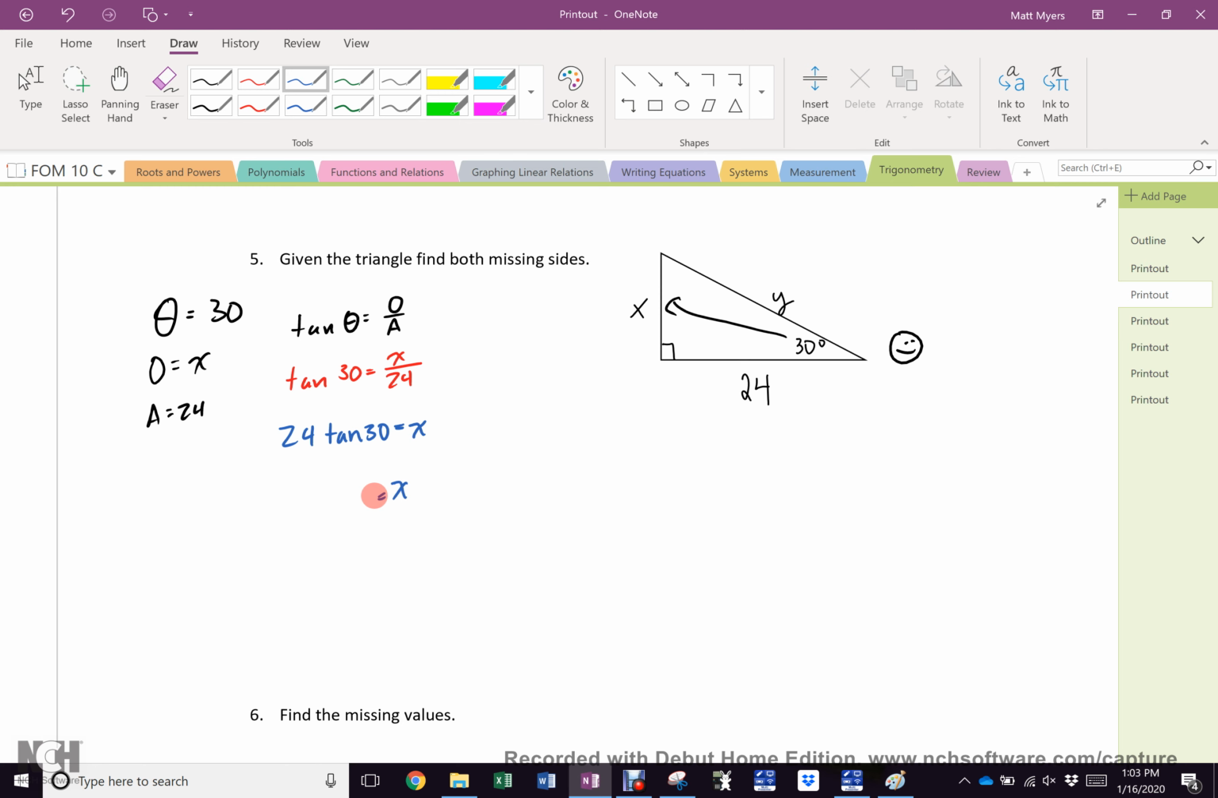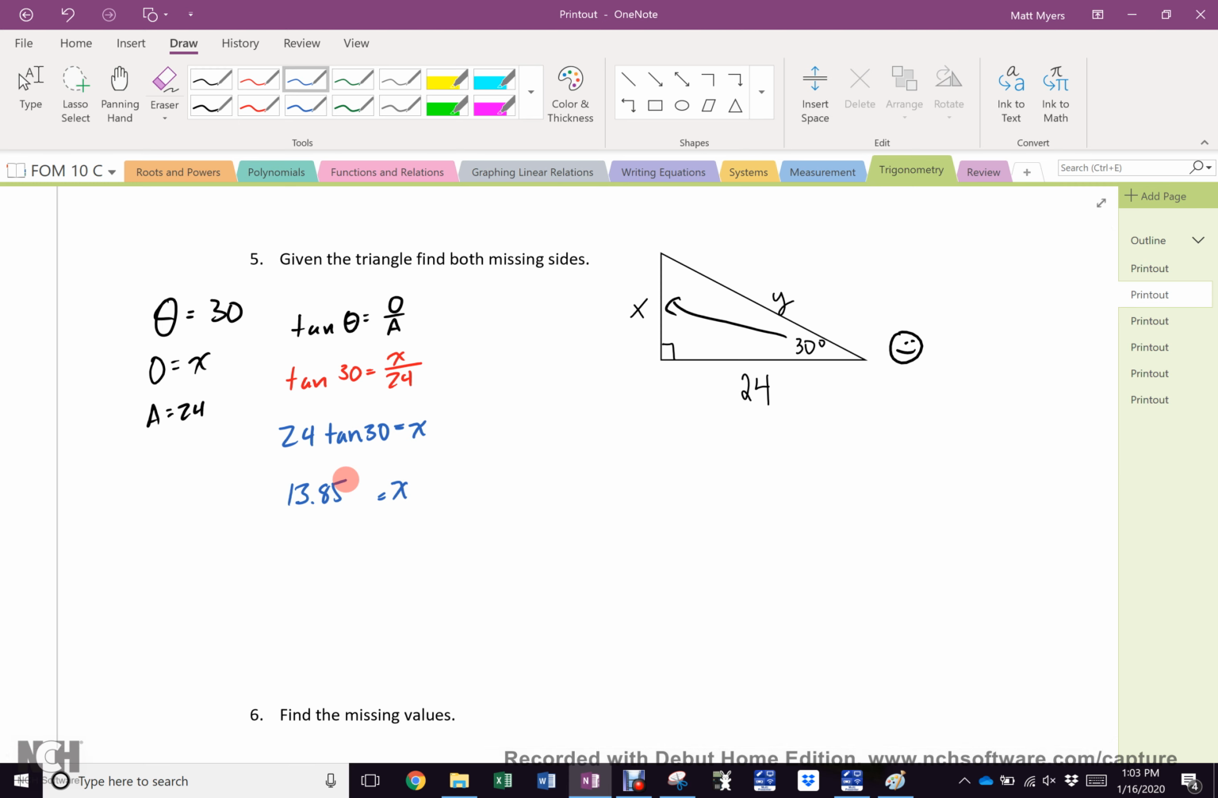15.5. Do other people agree? 13.5. Is it 13.5? 13.85. So is it 13.85? Excellent. Is everybody cool?